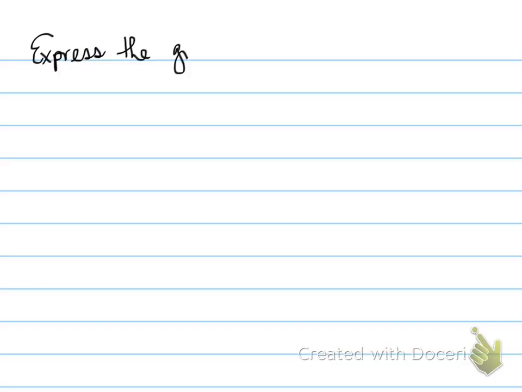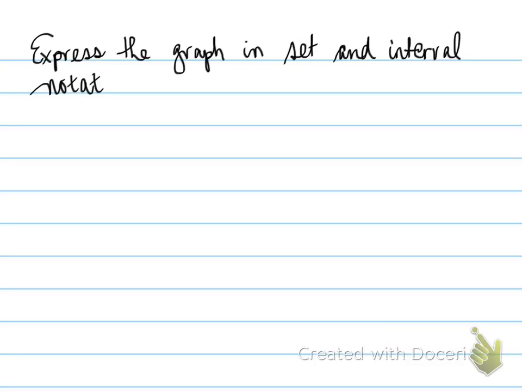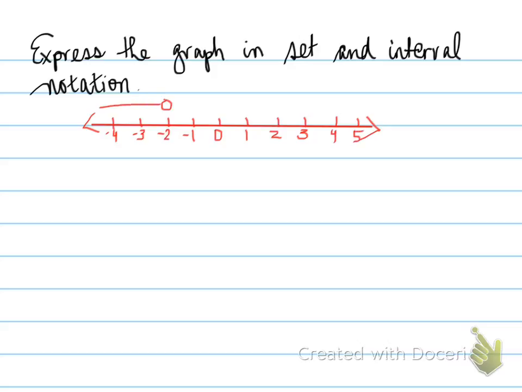Okay, next, you're asked to express the graph in set and interval notation. So here's another graph, and you're asked to express it in set and interval notation. So what is this saying? Well, it starts over here, which is known as -infinity, goes up to -2, open circle at -2, and then we do a jump, start again at 3, closed circle on 3, and continue off towards infinity.